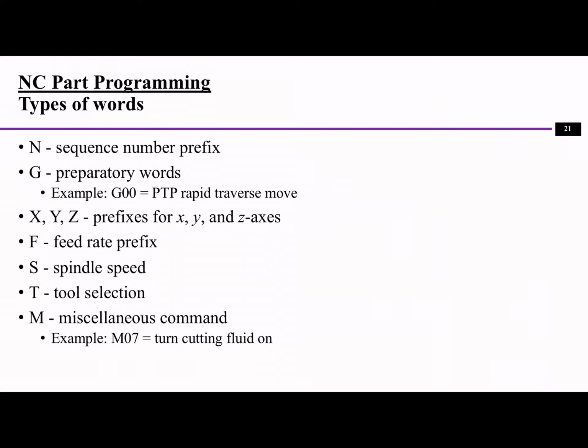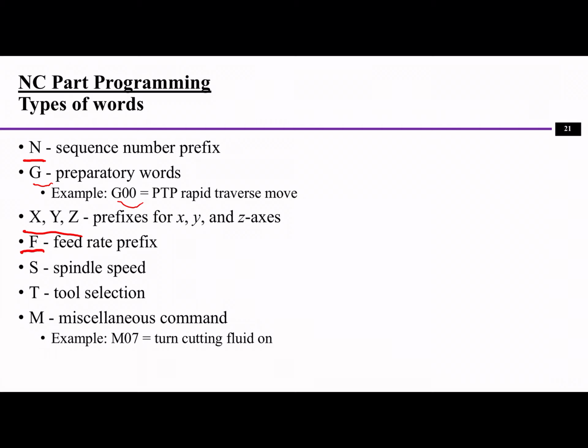Some typical letters we use. N means it's a sequence number prefix, and G is preparatory words. For example, G00, this rapid traverse move, right, which is to tell the machine where it should go, to tell the tool where it should go at the beginning, to get prepared for machining. And X, Y, Z, these are the axis prefixes. If it is X0 or X2 or X20, and then Y what, to locate the position.